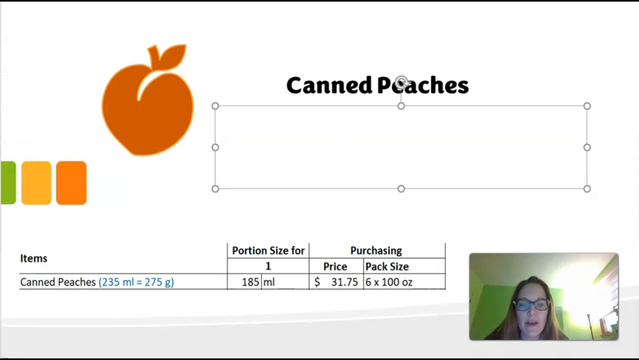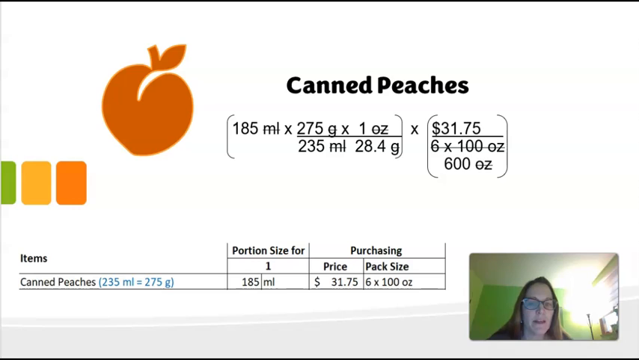For our canned peaches, we have a weight equivalency of 235 milliliters is equal to 275 grams. And for our portion size, we have 185 milliliters. The price is $31.75 for a packing size of 6 times 100 ounces, which means it's 600 ounces in total. Again, our units don't match because we have our portion sizes in milliliters and our packing sizes in ounces.